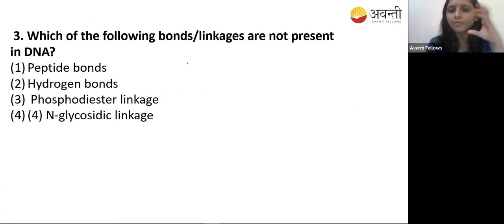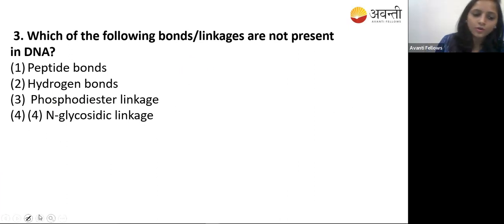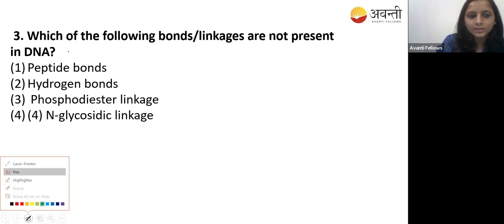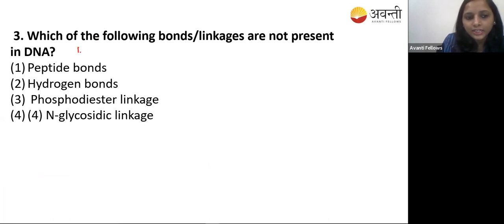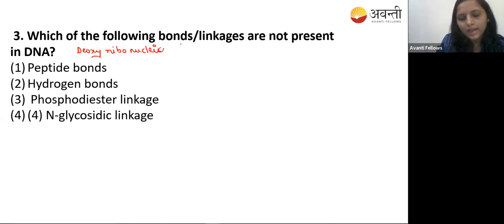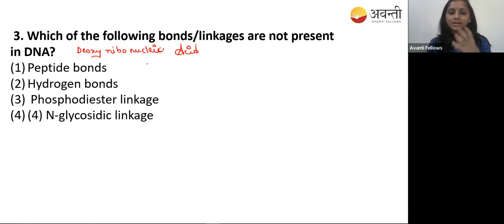Which one of the following bonds or linkages is not present in the DNA? Okay, so you all know what DNA is, right? DNA is deoxyribonucleic acid. So which are the bonds present in the DNA?